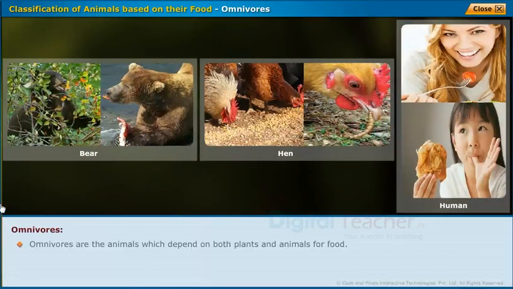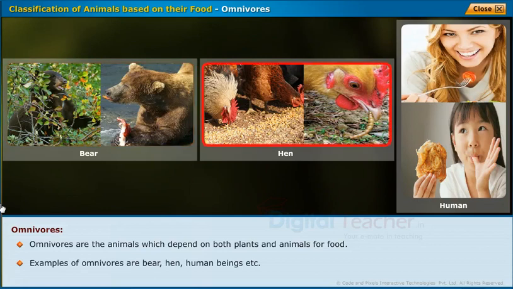Omnivores. Omnivores are the animals which depend on both plants and animals for food. Examples of omnivores are bear, hen, human beings, etc.